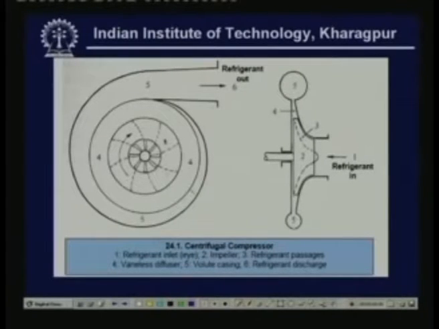You can see the side view and the front view of a centrifugal compressor. Refrigerant enters like this, and this portion, if you look at this, this is the inlet, refrigerant inlet. This is also known as eye of the impeller. So refrigerant enters like this and then takes a 90 degrees turn and enters into the blade passages of the impeller. These are the impeller blades.